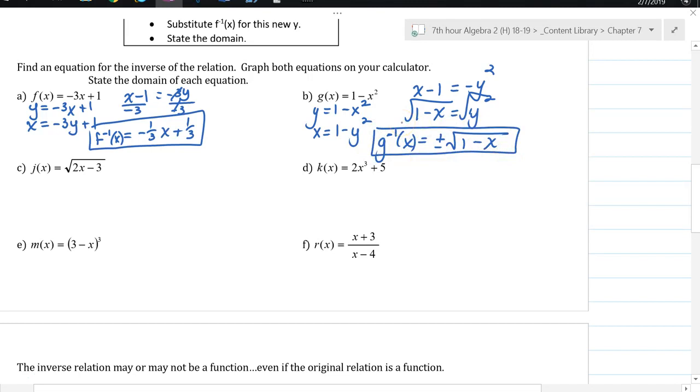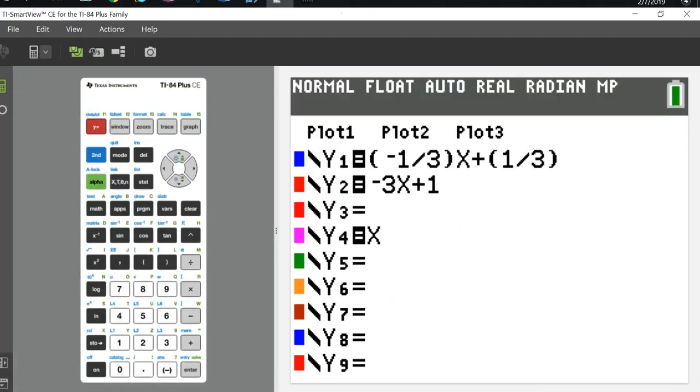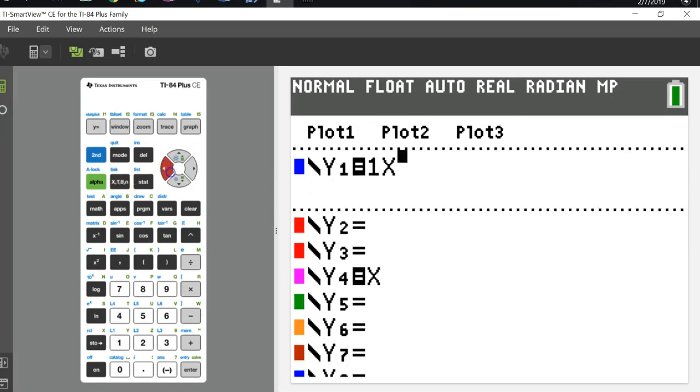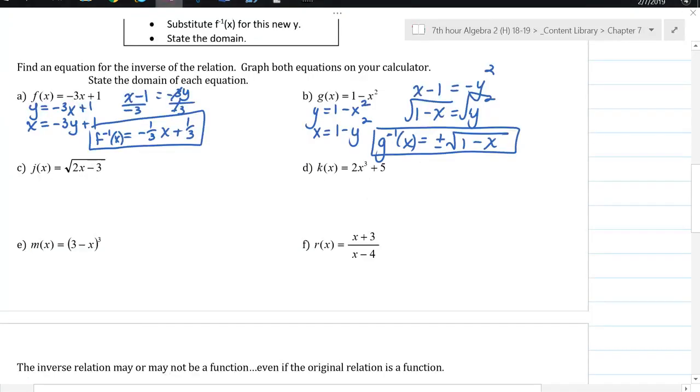Okay, let's go to the graph and let's talk about domain here. If we go to the graph, I'm going to get rid of the one from last time. And I'm going to put in my original, which is 1 minus x squared. That's g of x. And then the inverse has two parts. It has a plus or a minus. Your calculator will not do a plus or a minus. The TI-84 does not do a plus or minus. So you have to do it as two separate graphs.